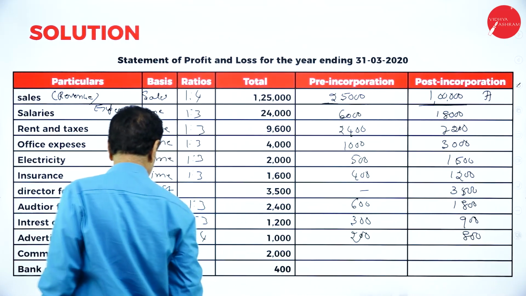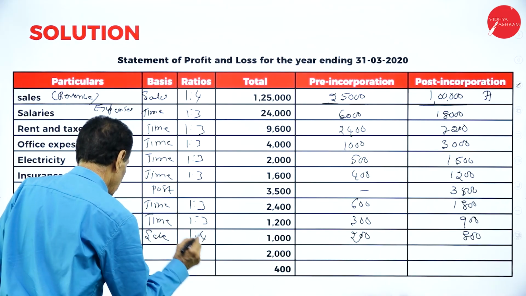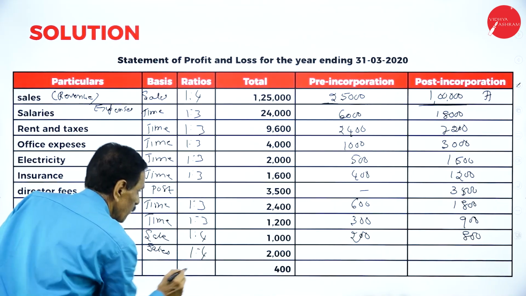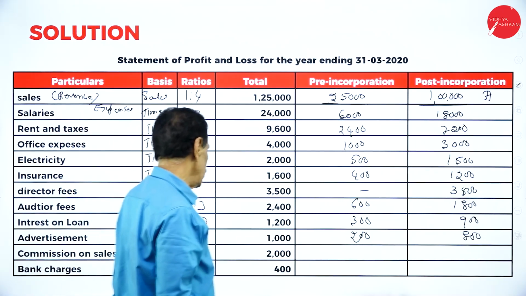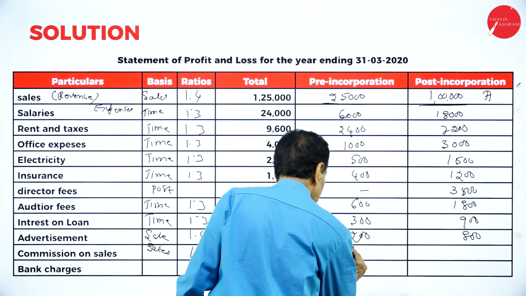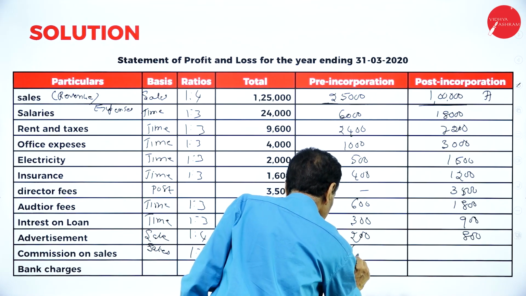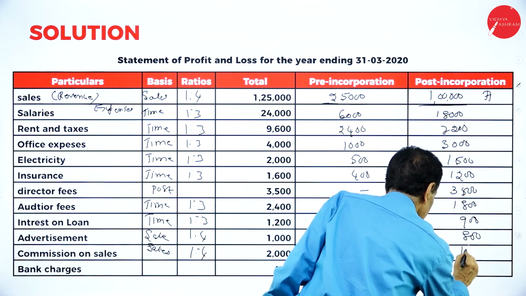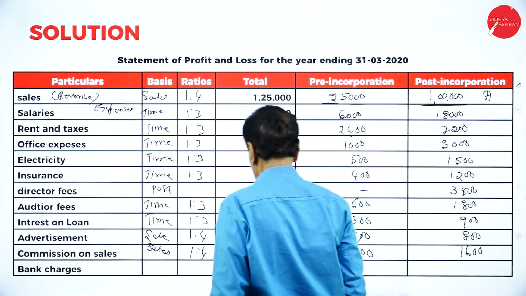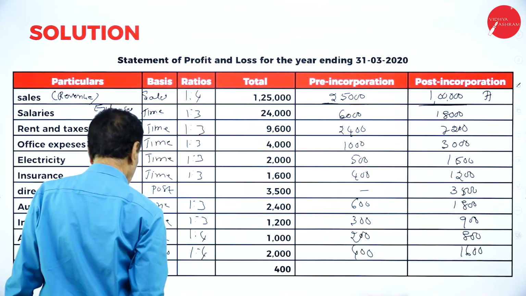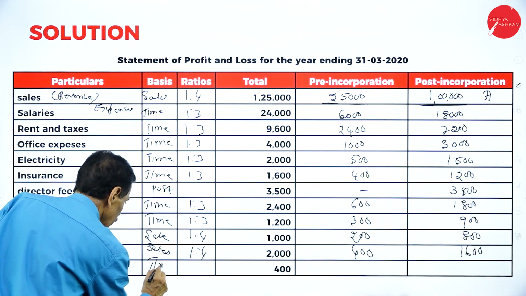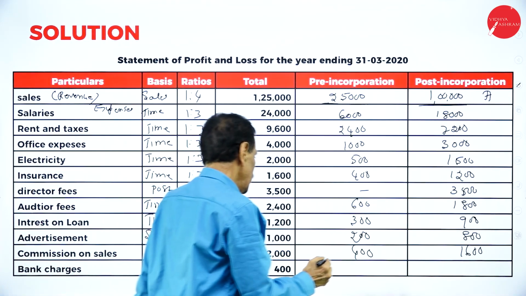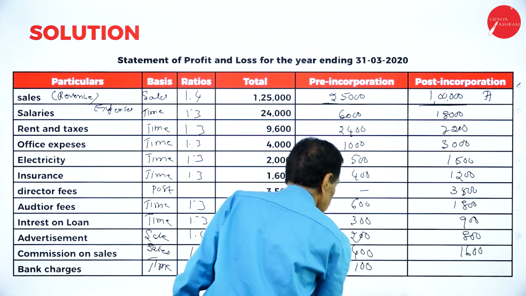Then commission on sales ratio 1:4, 2,000, 1/4 means 400, 1,600. Then bank charges 400, time ratio 1:3, 400, 300.